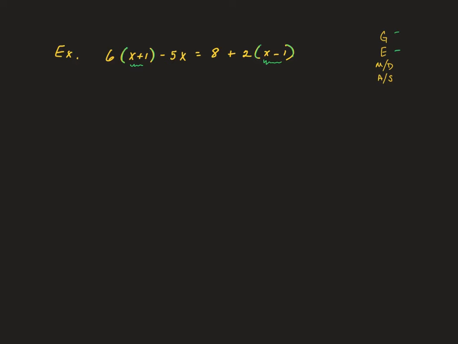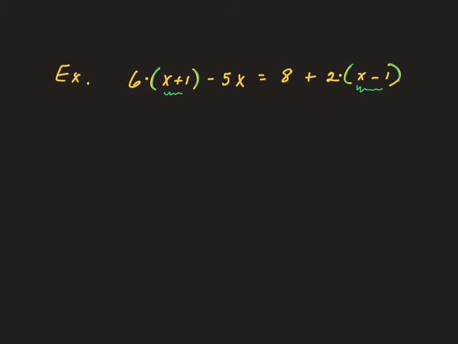Now we do have multiplication. Multiplication occurs right here, and it also occurs right there. Remember, that's what a number outside my parentheses means, is multiplication. So in doing so, I'm going to multiply this 6 times everything that is in that parentheses. I'm distributing it using the distributive property. And that would be 6 times x, which is going to give me 6x plus, right? And then 6 times 1 is 6.